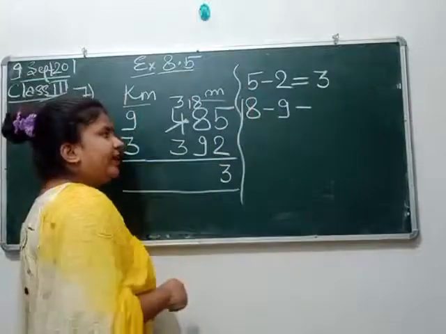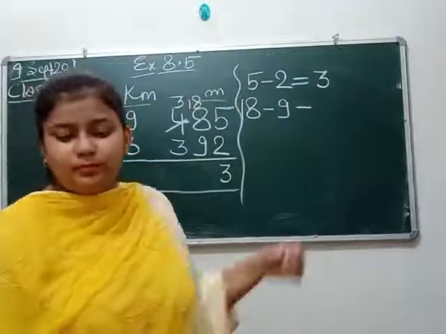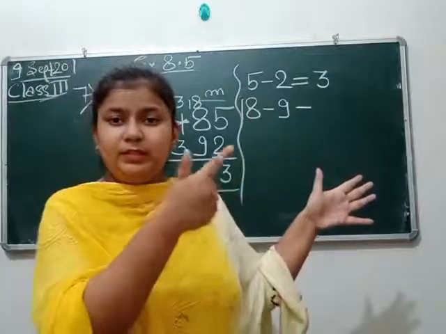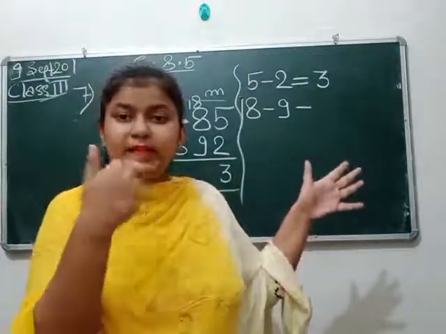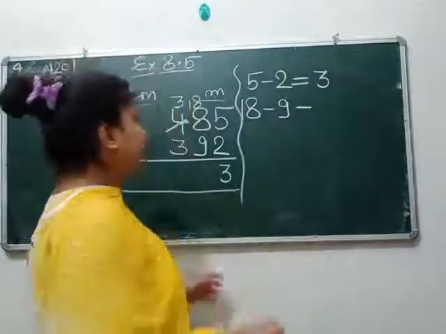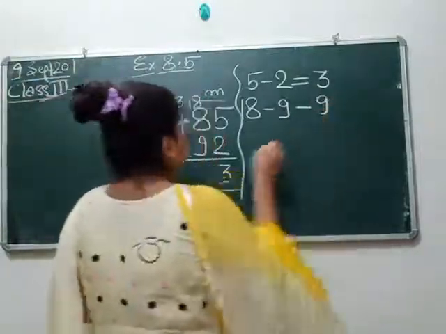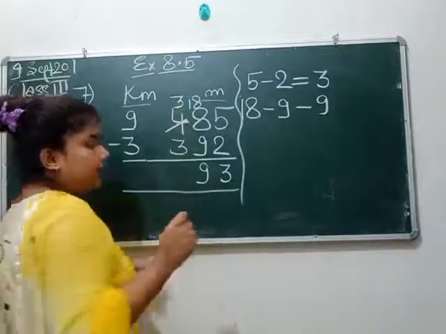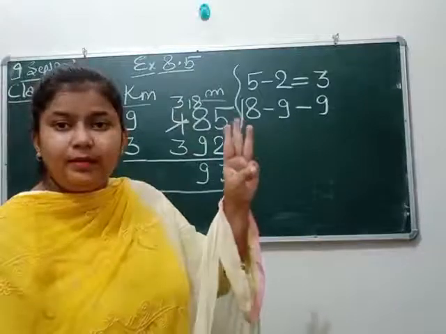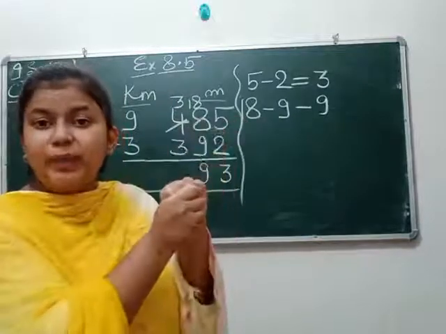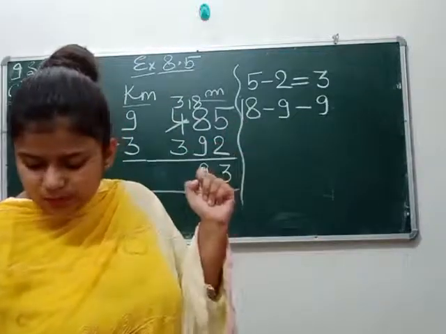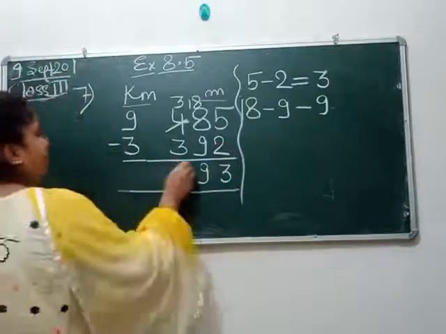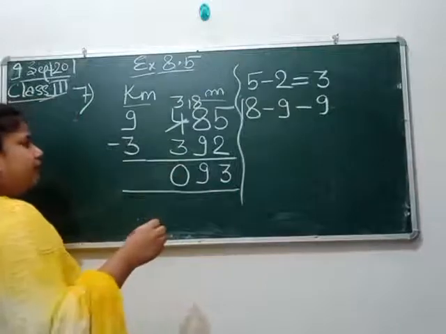So how much you will get if you subtract 9 from 18? 10, 11, 12, 13, 14, 15, 16, 17 and 18. How much? 9. Now at this place we are having 3 minus 3. So 3 minus 3, how much is left? 0. So here we will write 0.